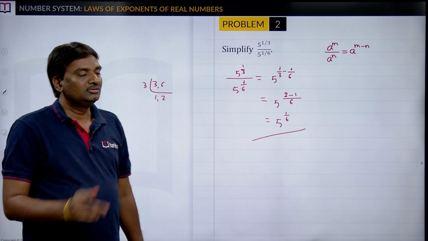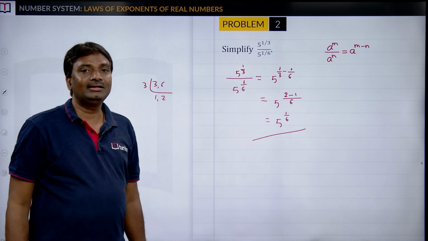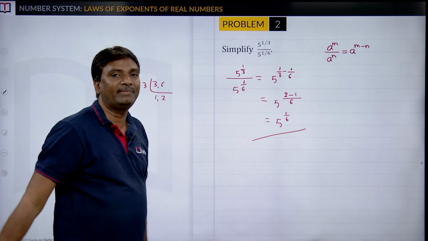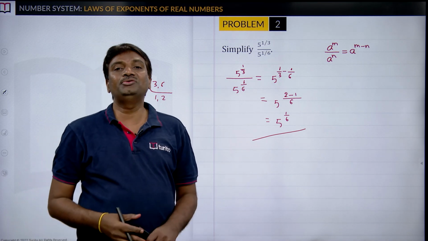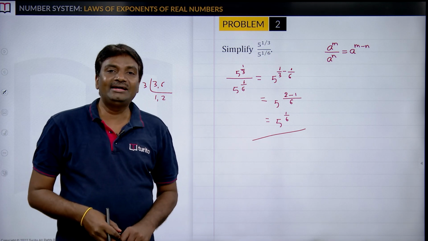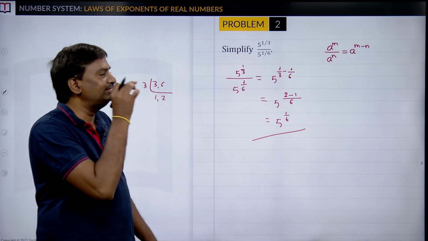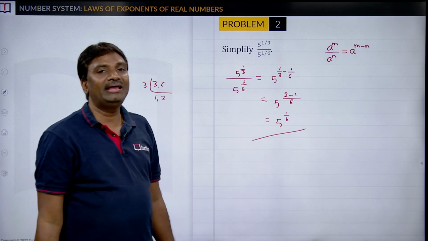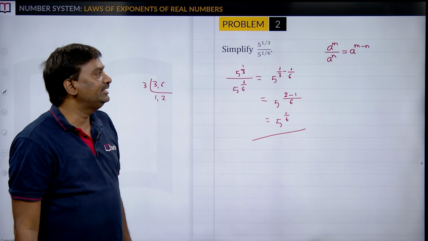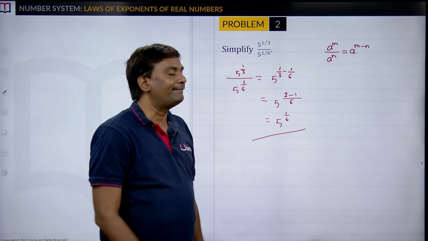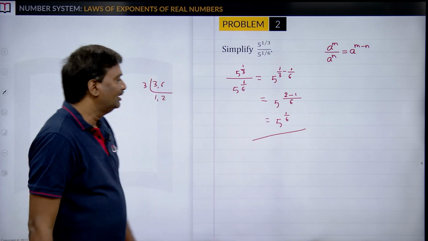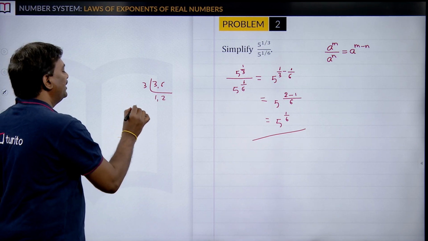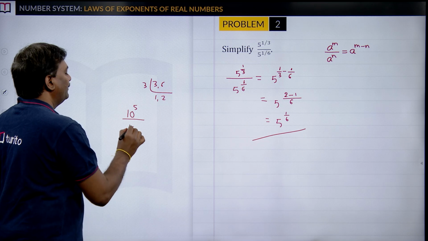So here, the given problem is in the form of a power m by a power n. How can you say? By observing the numerator and denominator, we have the same base, but the powers are different. So by applying the formula a power m by a power n equal to a power m minus n, we got this. So can you say what is the answer for 10 power 5 by 10 cube?